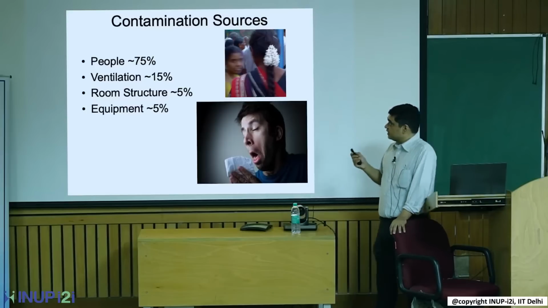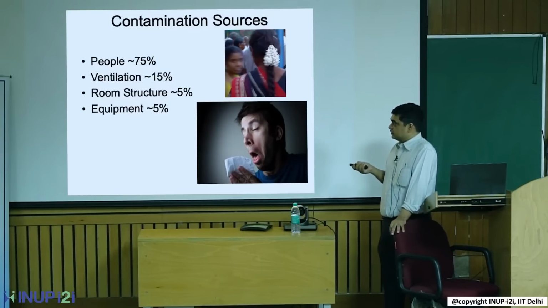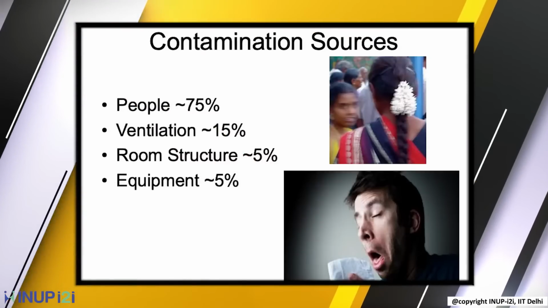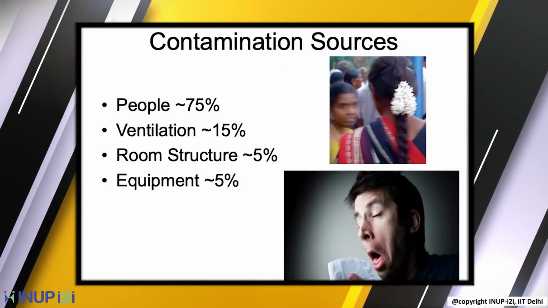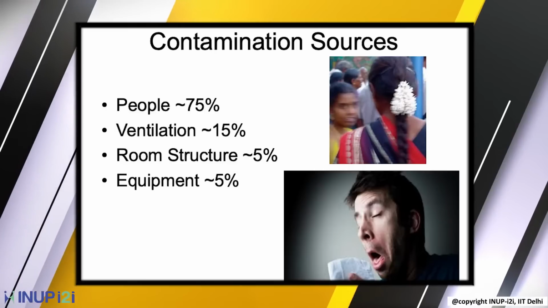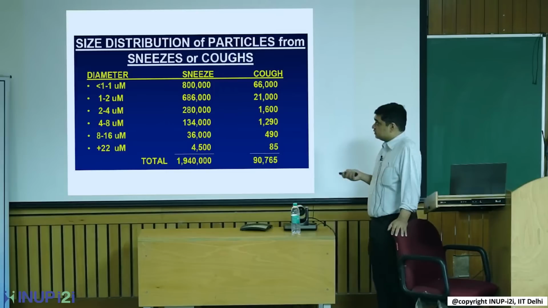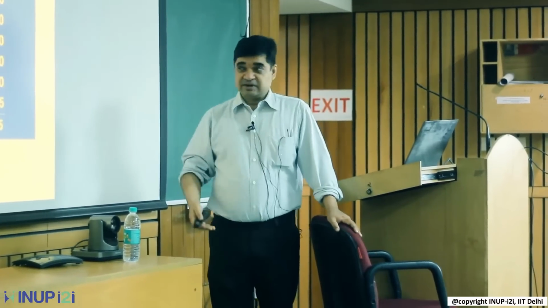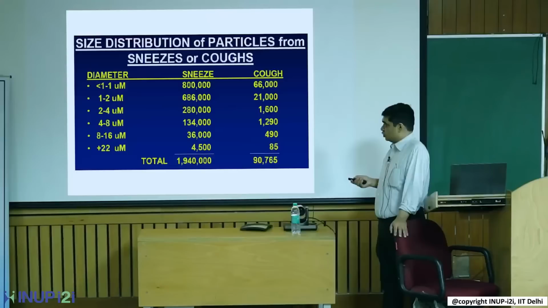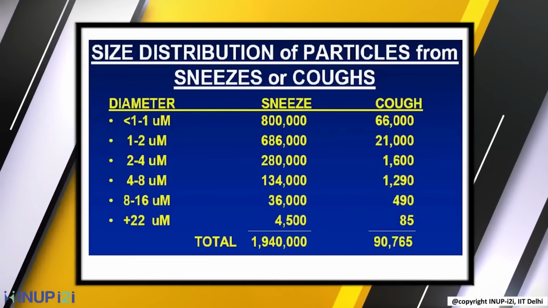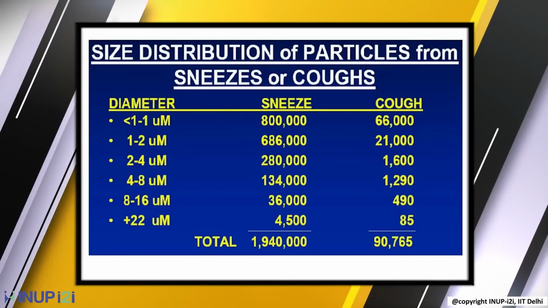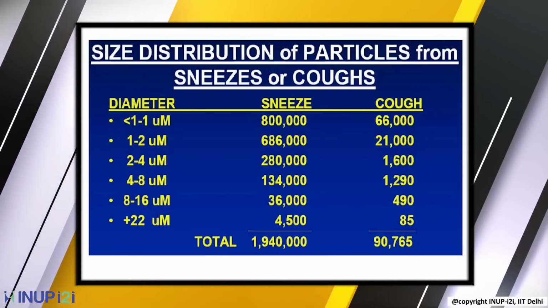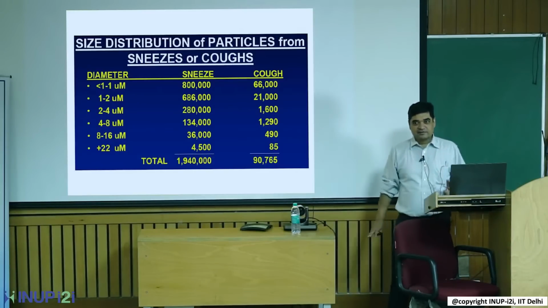So most contamination sources: equipment is 5%, room structure 5%, ventilation 15%, people. So we are the biggest source of contamination. Talking about coughing and sneezing, people have actually done these measurements: every time you cough or sneeze, you are outgassing about 2 million particles in a sneeze and around 100,000 particles in a cough, right? So forget about your device working.